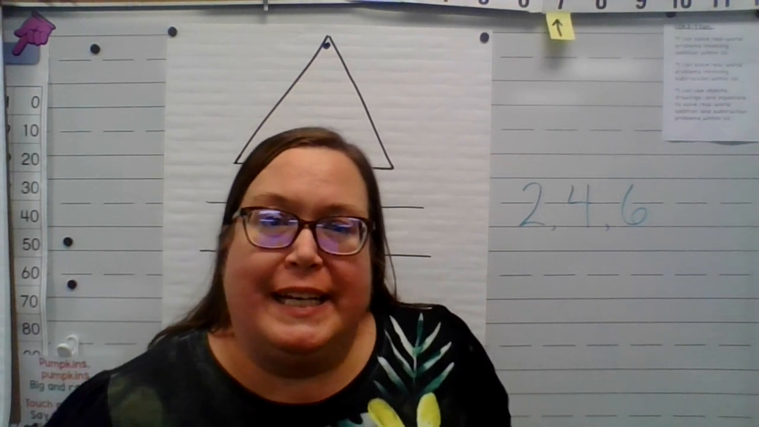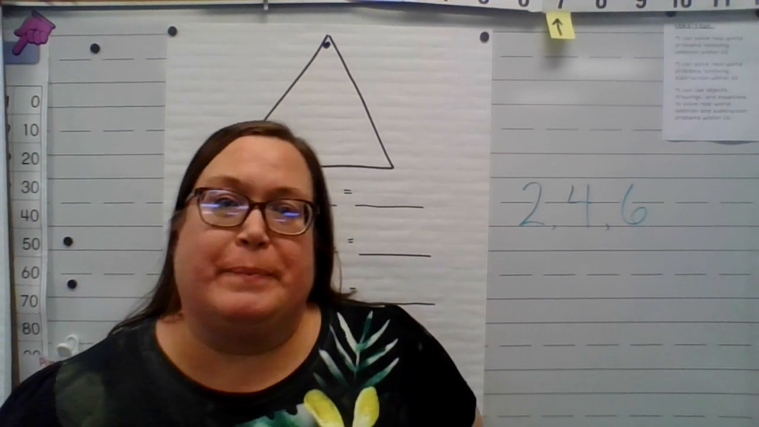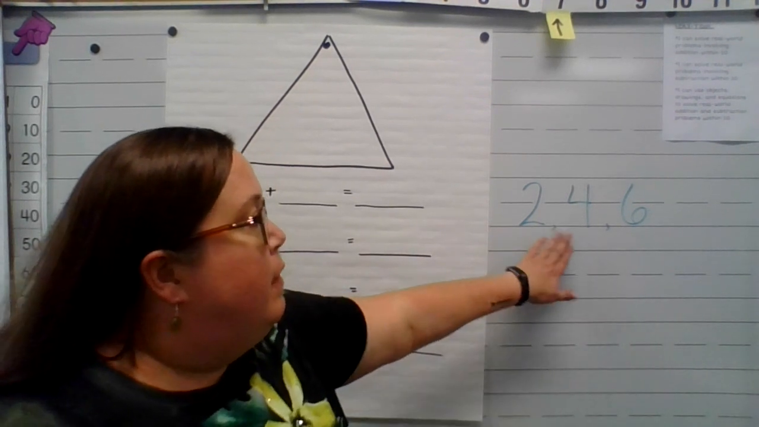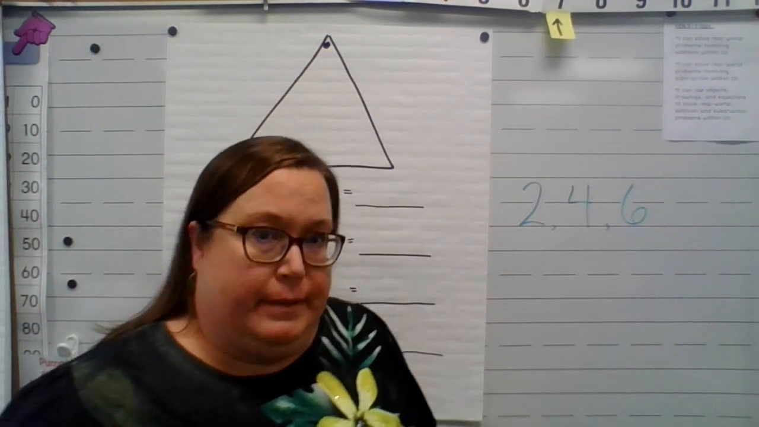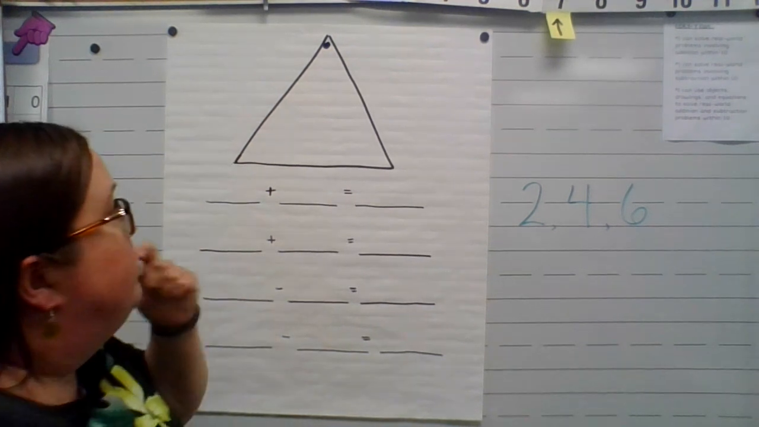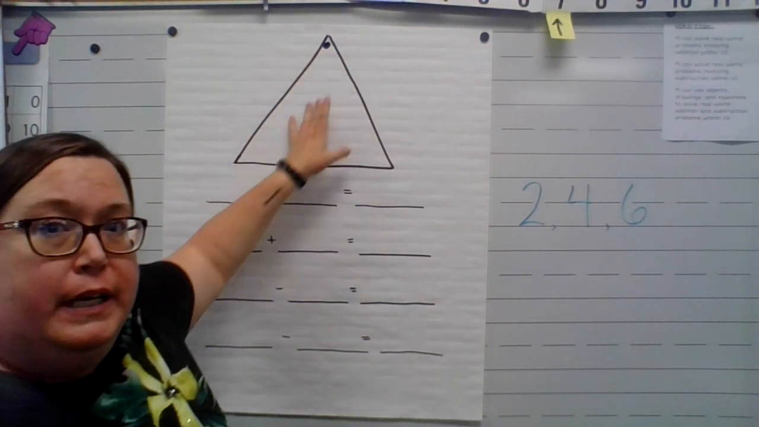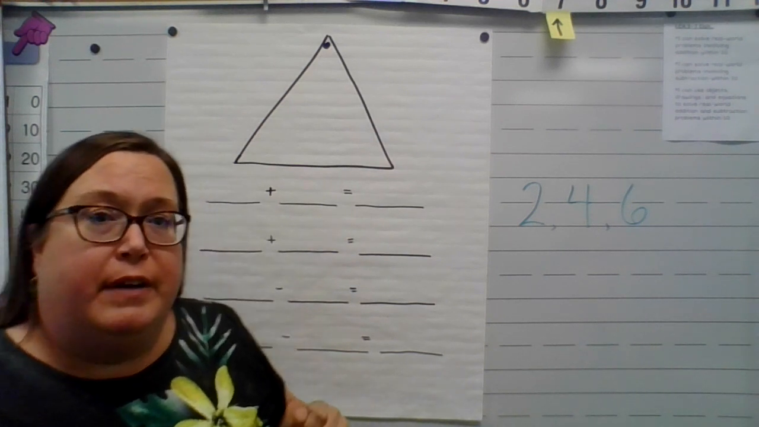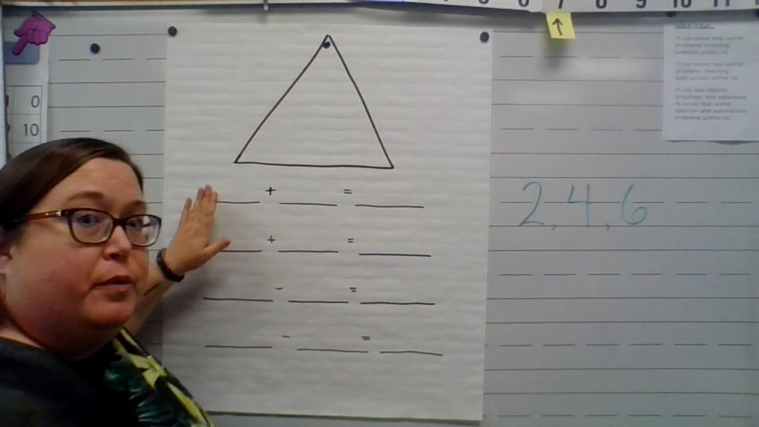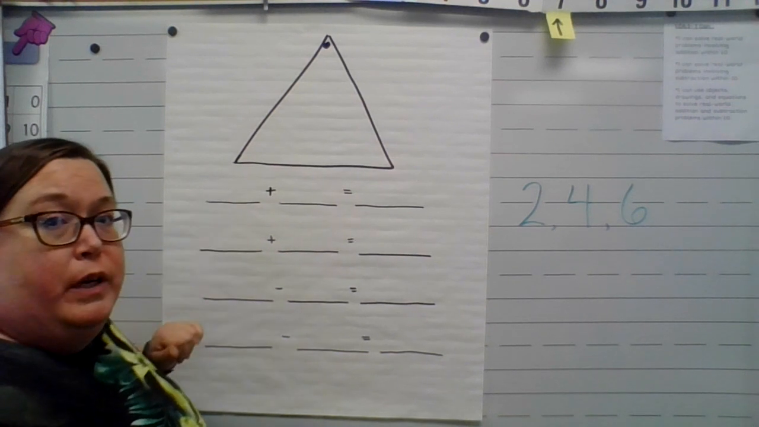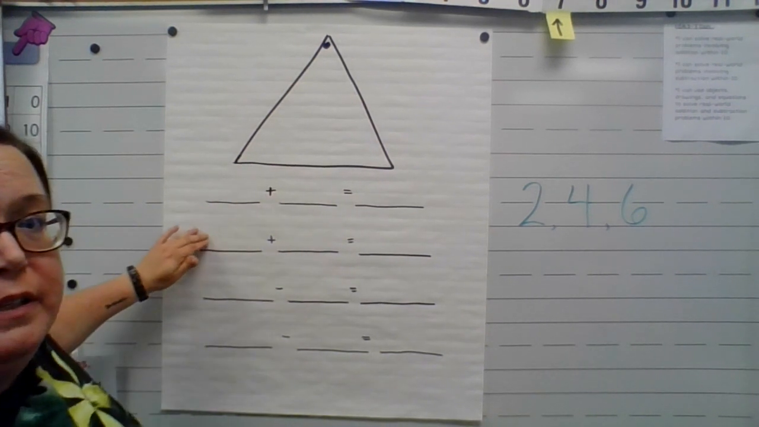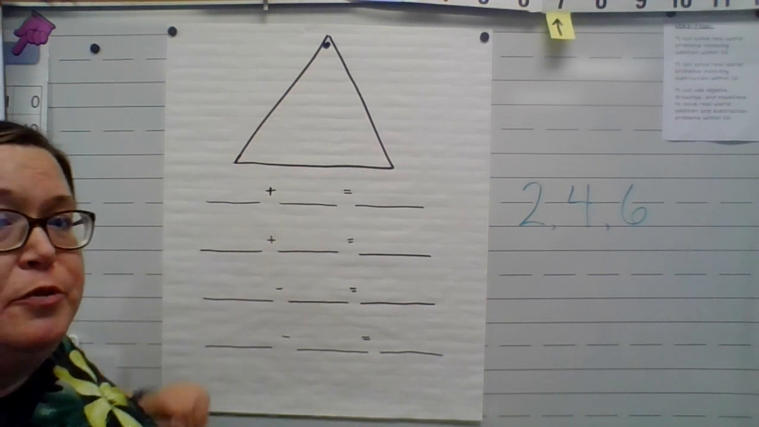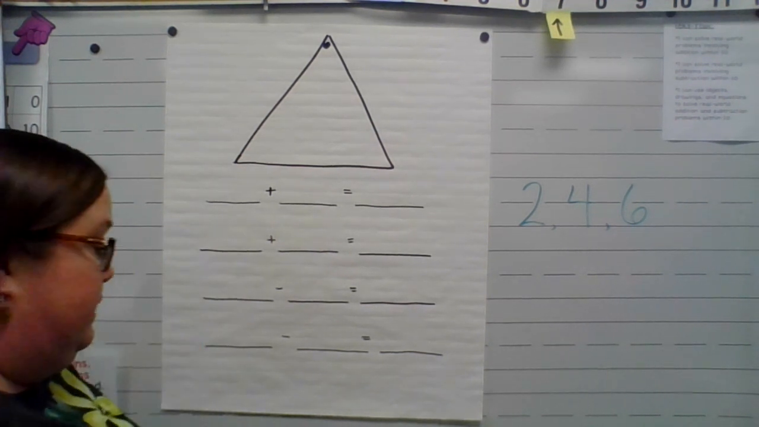We're meeting again today to talk about fact families. The numbers in today's fact family are 2, 4, and 6. We are going to fill out the fact triangle here with our numbers in the fact family, and then we're also going to figure out what are our two addition number sentences and two subtraction number sentences.